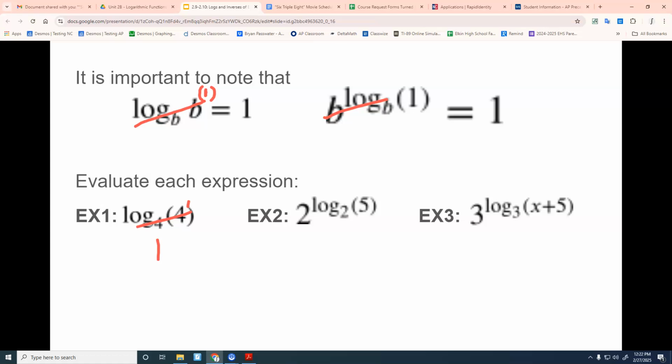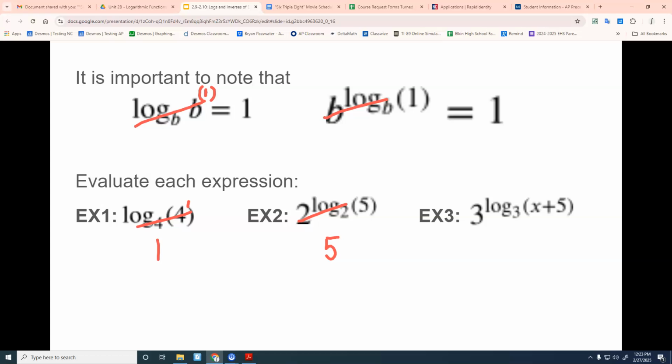Number 2, similar but a little bit different. I've got 2 raised to the log base 2 power. Having a 2 raised to a log base 2 power, those are inverses of each other, so they undo each other and they cancel out. Now, in this case, it's not going to be 1 because I'm doing this of 5, so I would have the 5 there left.